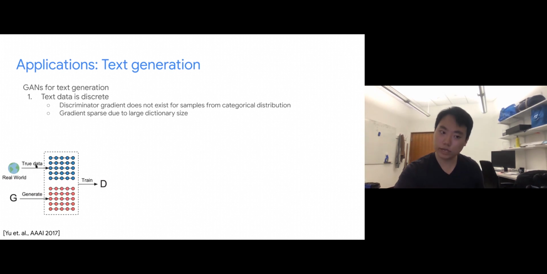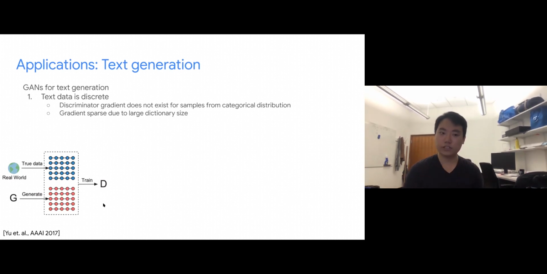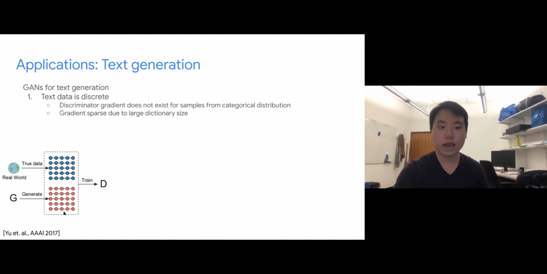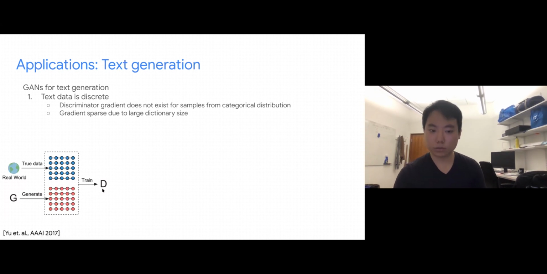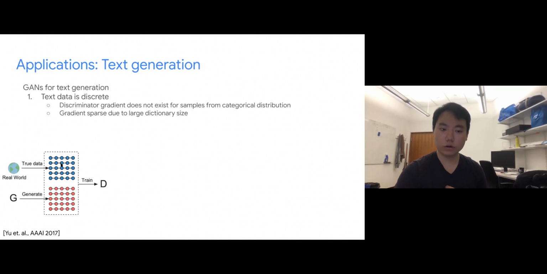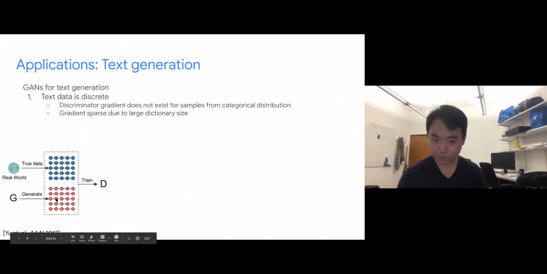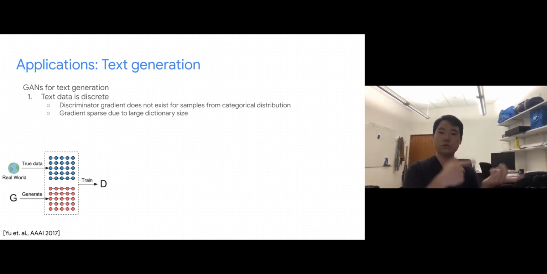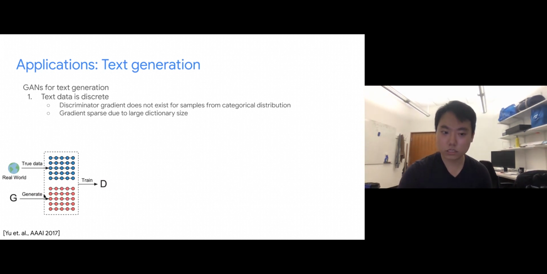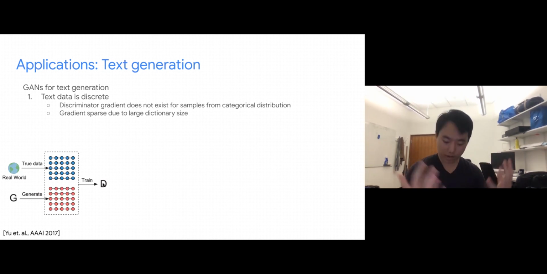In this case, you have true data from the real world. If you recall, GANs have a generator that generates text, and you also have a discriminator that takes in real text from the real world and the text that you generate, and tries to distinguish between these. Then you would play a minimax game between the generator and the discriminator. So text data, both from the real world and also what you generate, will be discrete.